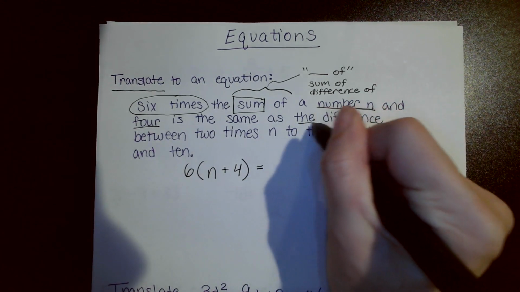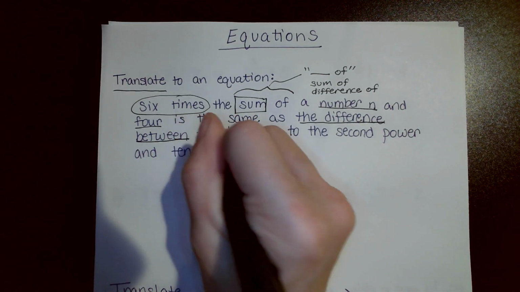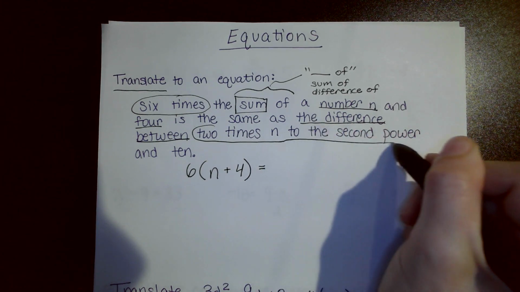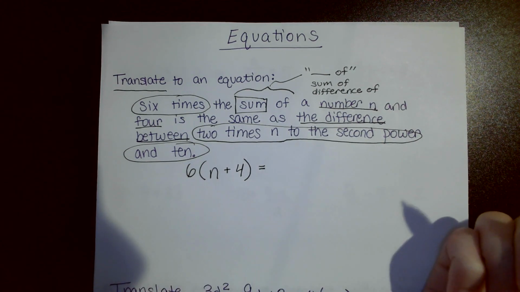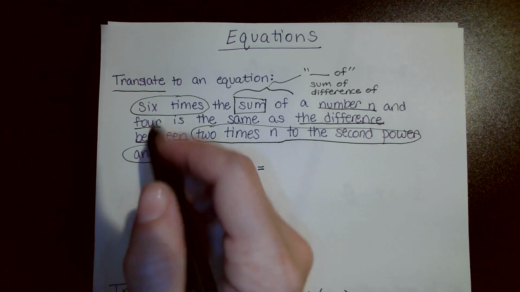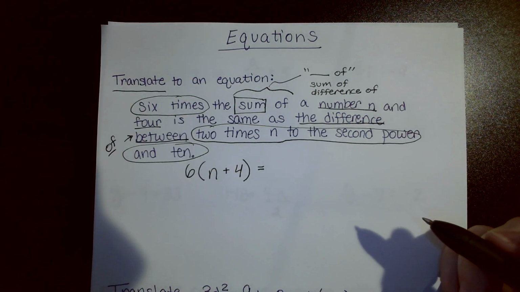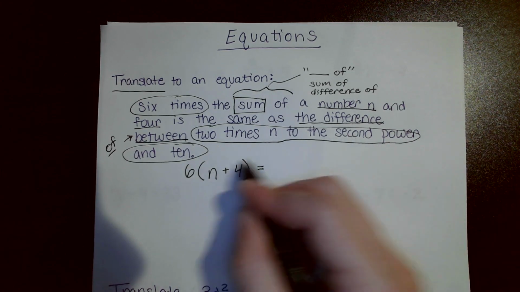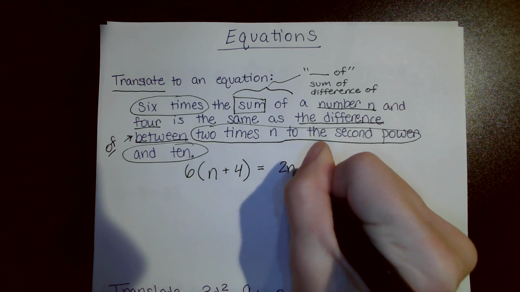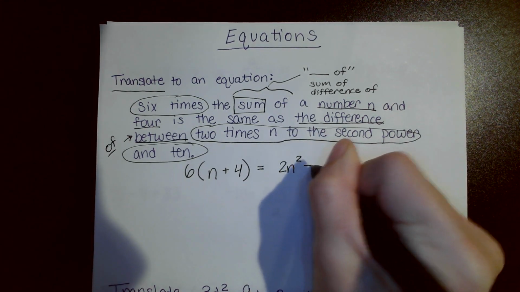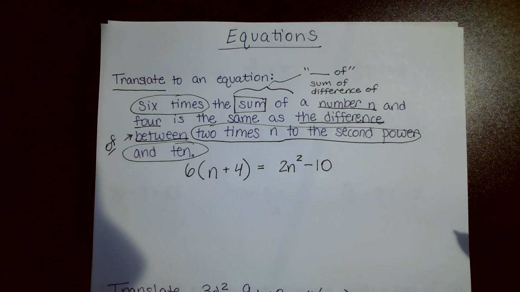The difference between 2 times n to the second power and 10. Now, the difference between, yes, it's not "the difference of," but "between" is interchangeable with the word "of" in this sentence. So, is the same as the difference of 2 times n to the second power and 10. So that would be your equation.